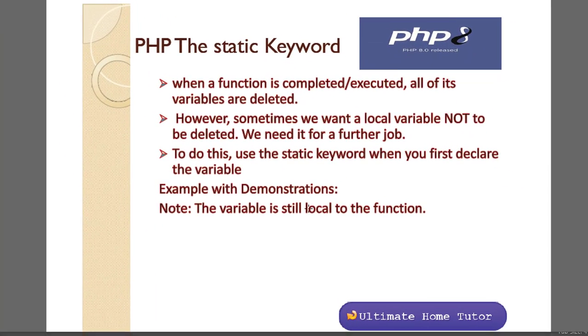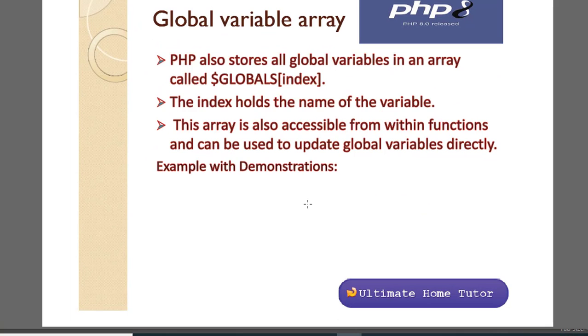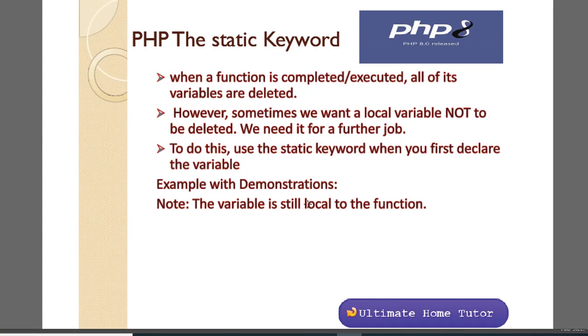You know that we already discussed the global variable array, and now we have to discuss the static keyword. So what is the static keyword? When a function is compiled or executed, all its variables are deleted. However, sometimes we require that a local variable not be changed. Remember this point, local variable not be changed. We need it for further jobs, so we use a static keyword when we first declare the variables. I will explain with this example, but remember that we are using local variables. So we'll go to the programming section and find it out.